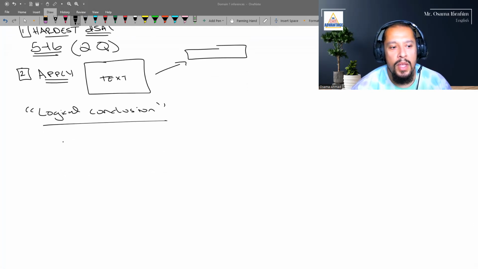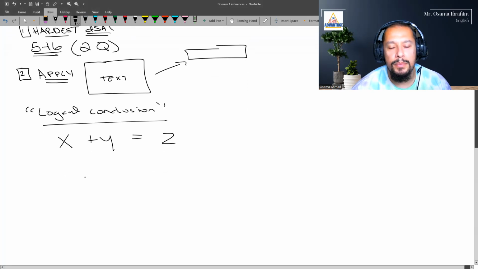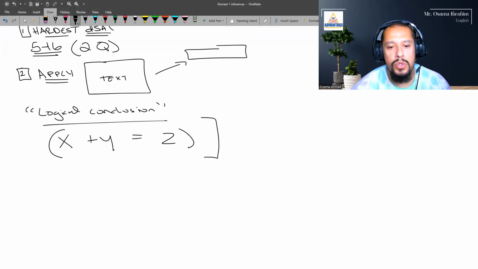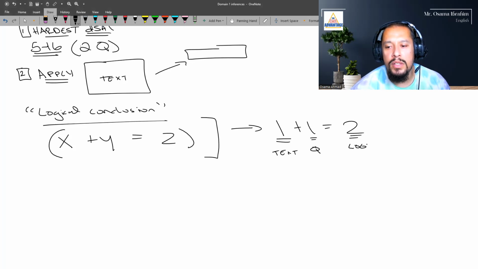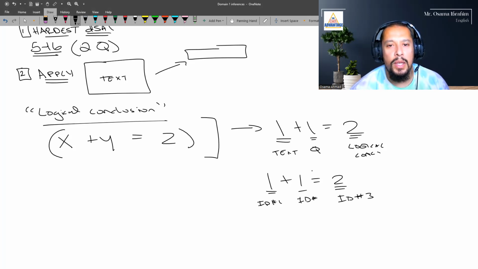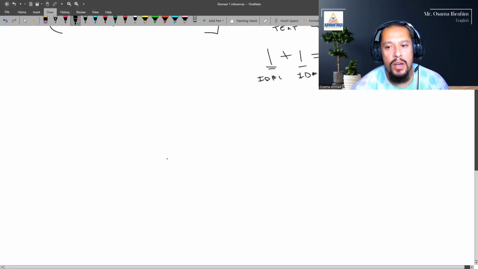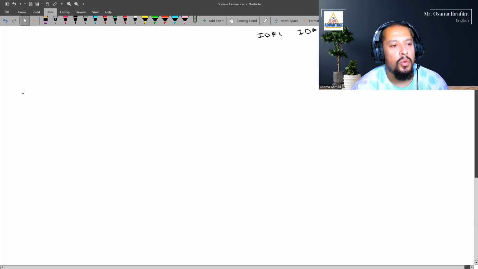Think of it like this: x plus y equals z. That's the formula we use to be able to reach an answer choice. I made it mathematical. Or in other terms, 1 plus 1 equals 2. So 1, that's the text, plus 1, this is the question, equals 2, this is the logical conclusion. Or another way, idea number 1 plus idea number 2 equals idea number 3.